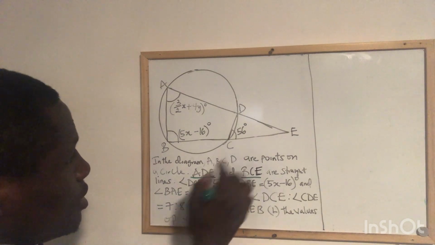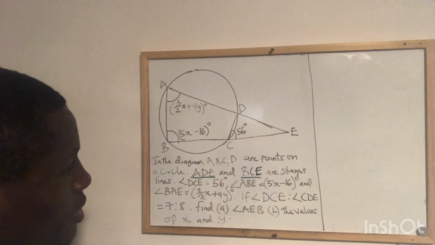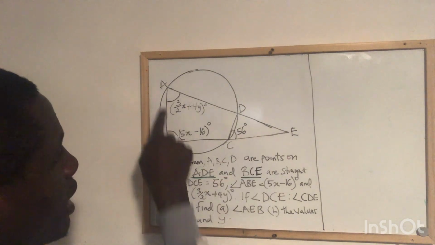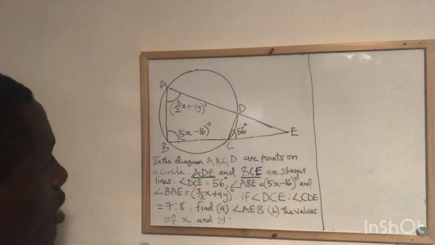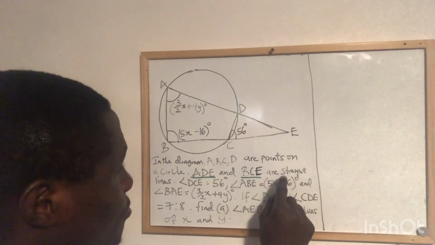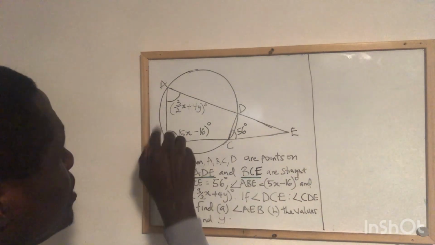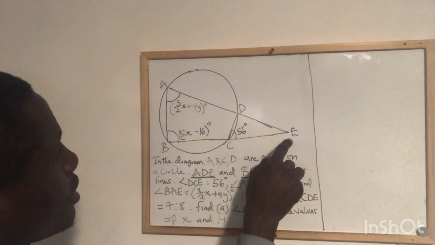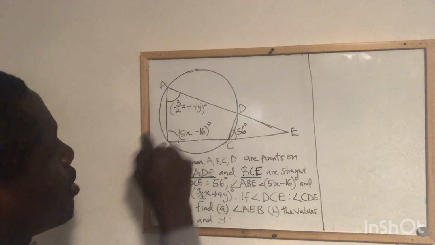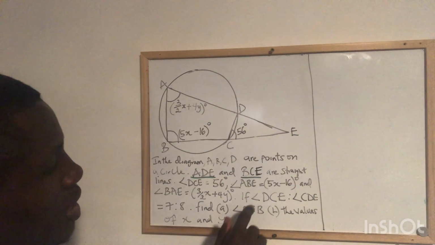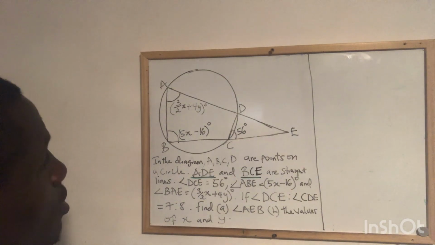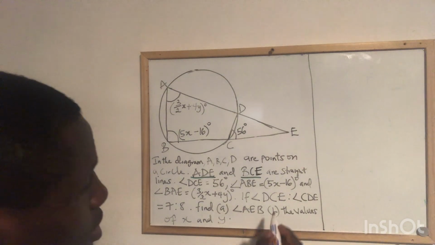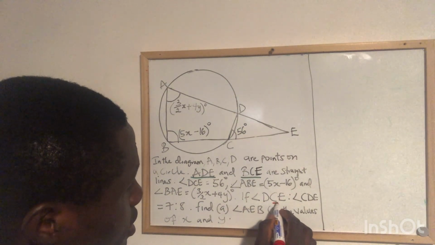Angle DCE is 56 degrees. Angle ABE is given as 5x minus 16. And then angle BAE is given as 3 over 2x plus 4y degrees. You have to know all these angles. If angle DCE, this is very, very important.